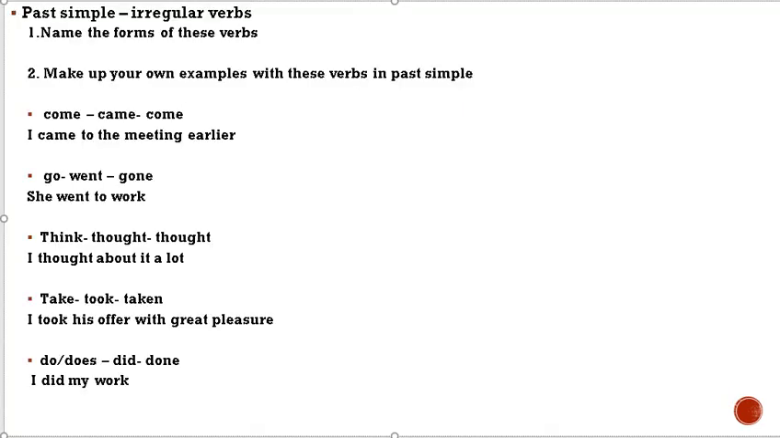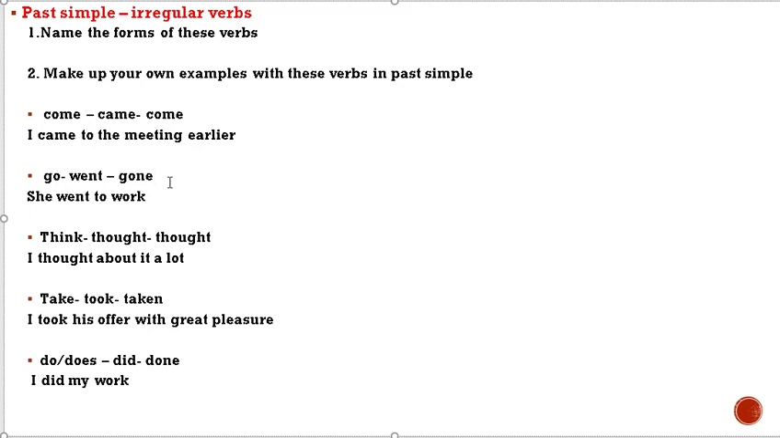Okay, guys, in this lesson, we talk about past simple irregular verbs. One, name the forms of these verbs. Two, make up your own examples with these verbs in past simple. Come, came, come. Example, I came to the meeting earlier.